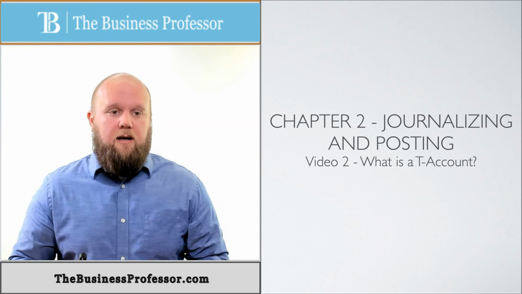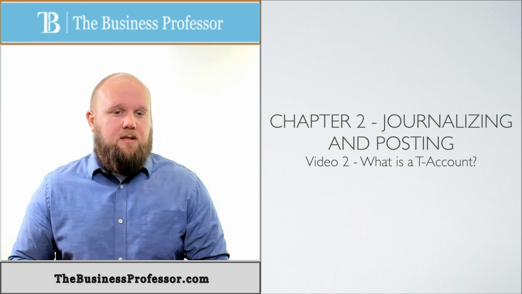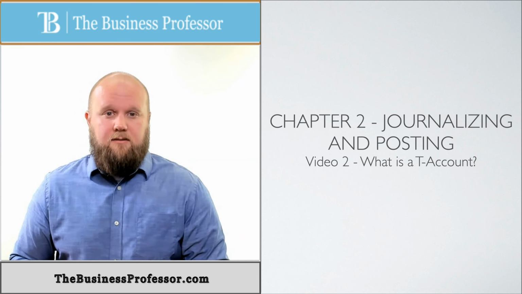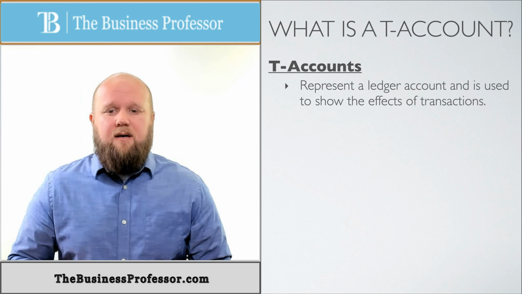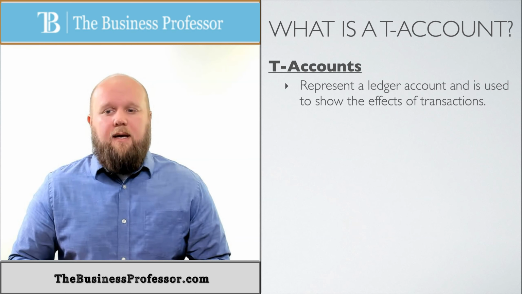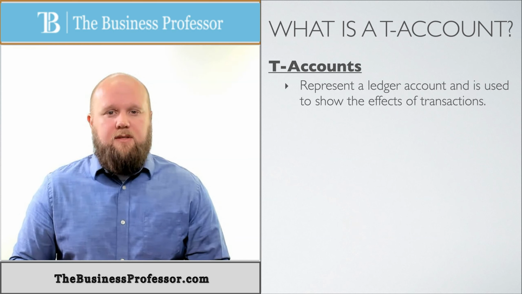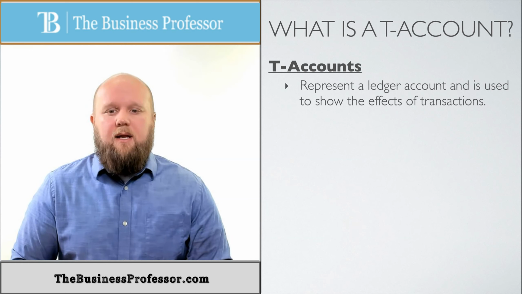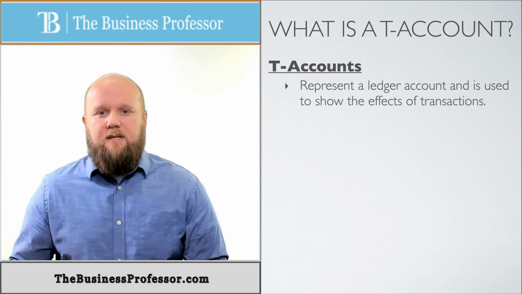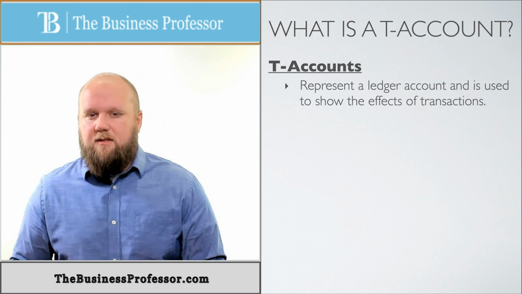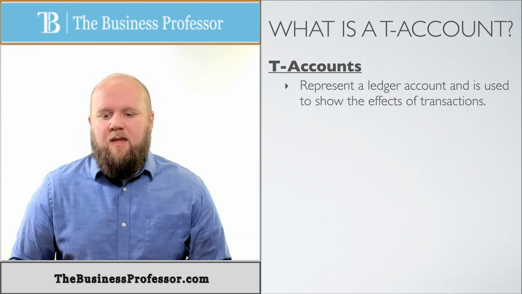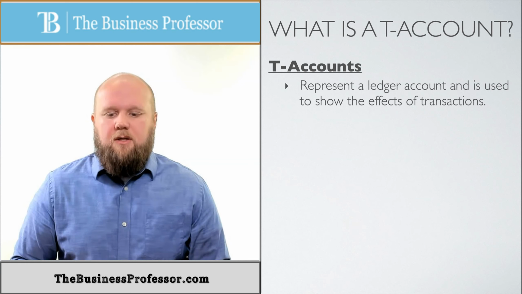All right, so now that we've talked about what an account is, let's talk about what a T account is. This is actually a representation of the account. A T account represents a ledger account, one of the things that we talked about: assets, liabilities, equity, revenue, or expense. It is used to show the effects of a transaction. It tells us if they're going up in this transaction, if they go down in this transaction, it keeps up with that. And so this is what a T account would look like.